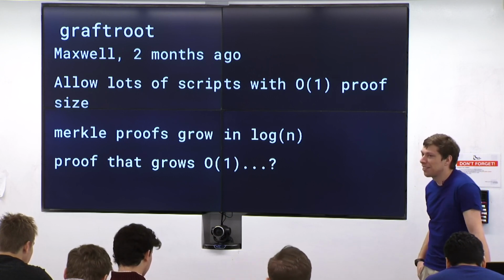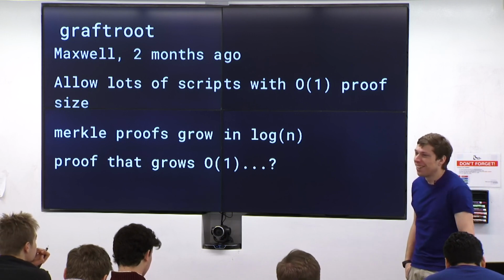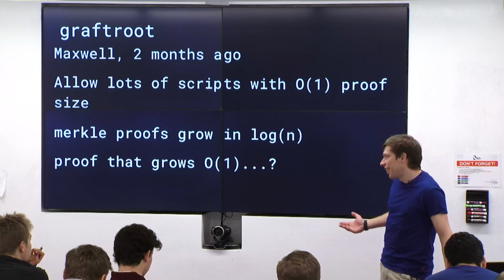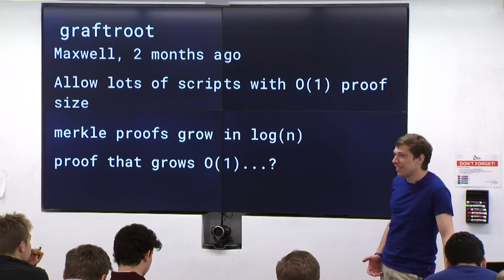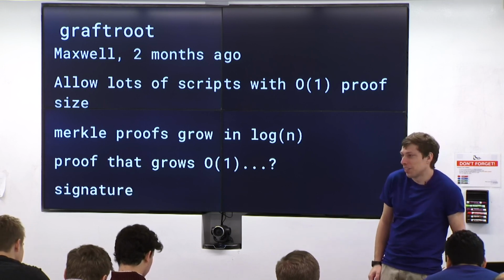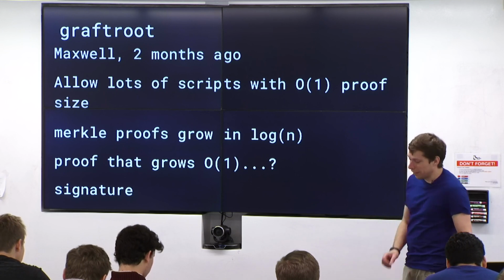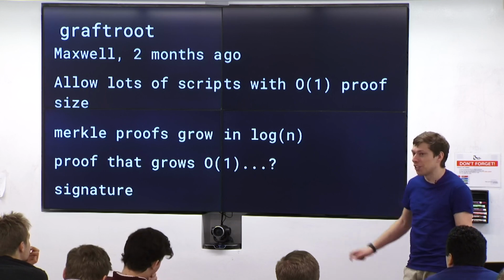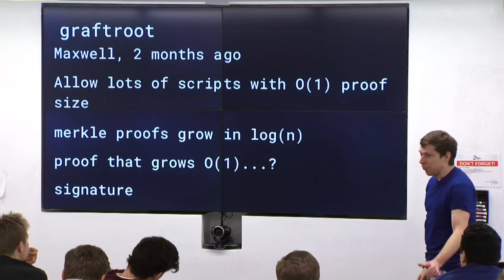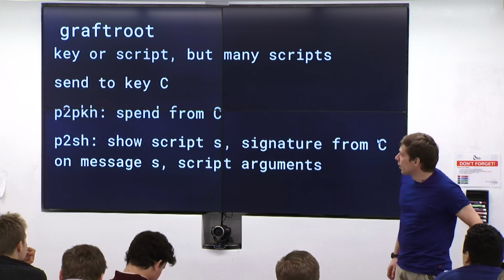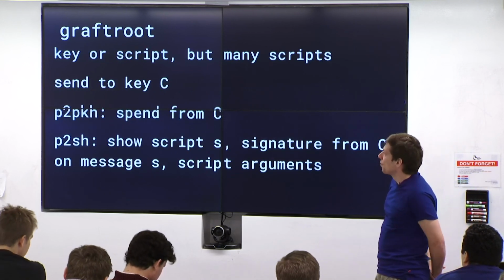It's actually kind of obvious. Like I want to prove something, and the proof size does not change regardless of how many things I'm proving. Well, it's just a signature, right? If I make a million signatures, they're all the same size. So I could, instead of making a Merkle root, I just have all these little leaves, and I just sign them all. And a leaf with a signature is just as good. Okay, so the idea is, this is called Graftroot.